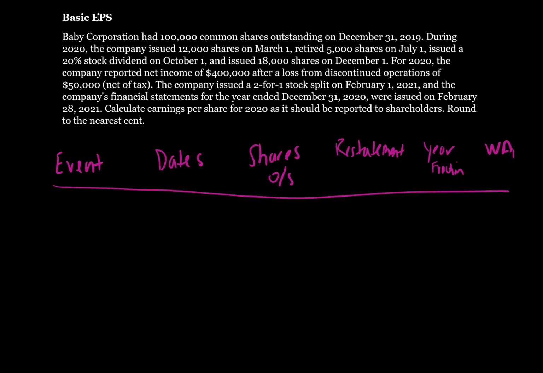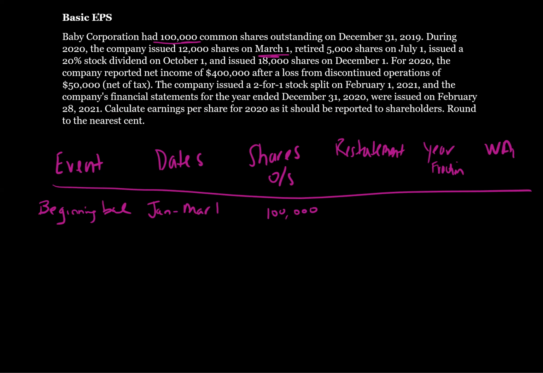So these are headings. The first thing we're going to do is the beginning balance. Because the company isn't being created in 2020, the company is starting with the beginning balance. So they had 100,000 common shares. And how long is this going to go for? It's going to go up until March 1st. So this is going to be January 1st to March 1st, and then something's going to change.